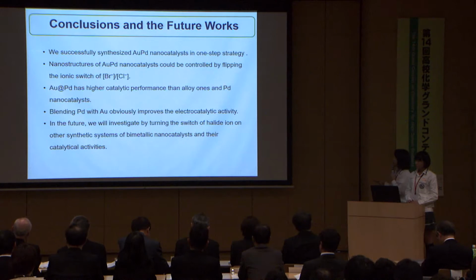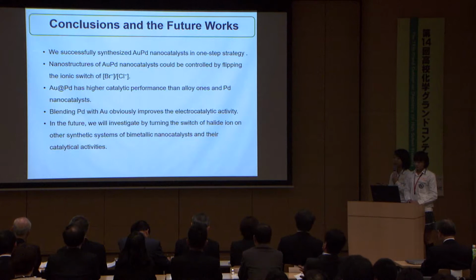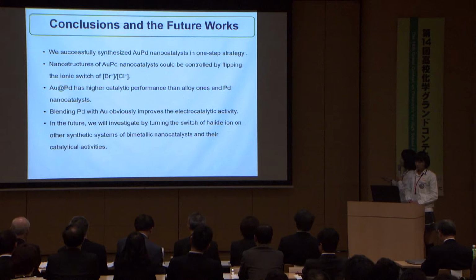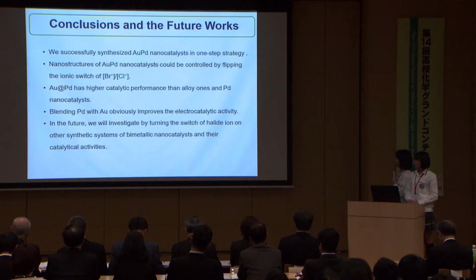To conclude this study, first, we successfully synthesized Au-Pd nanocatalysts in a one-step strategy. The one-step strategy has been recognized by many chemists because it can not only lower the temperature of the chemical reaction, but also control the compositions and structures well in one step. Then we control the structures by flipping the ionic switch of bromide and chloride. Thus, it is possibly applicable to other synthetic systems.